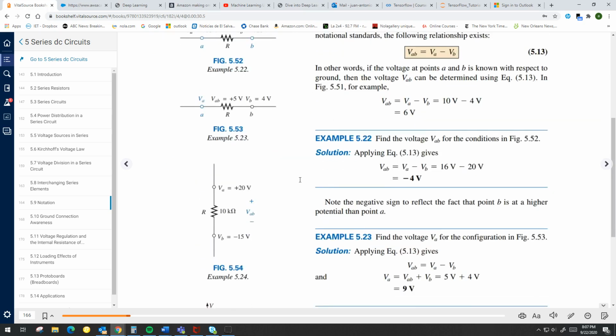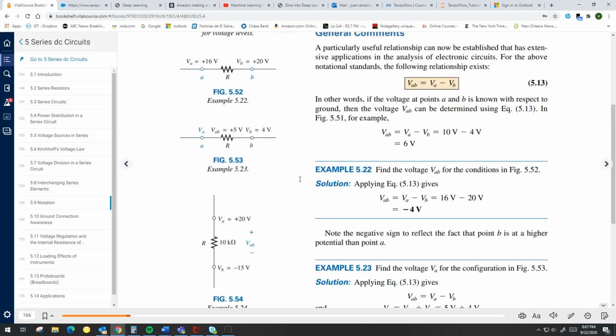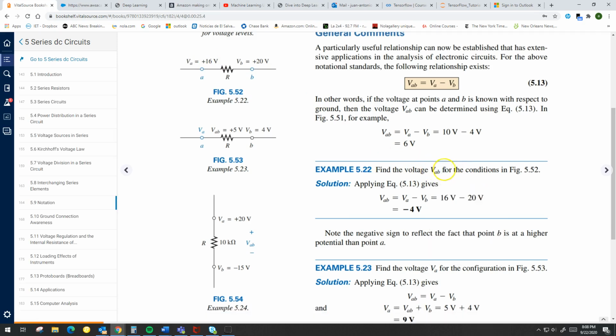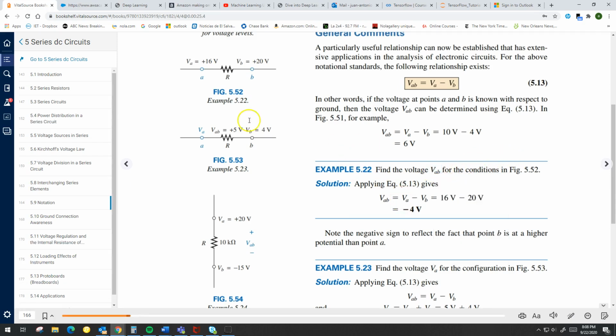All right, let's look at example 5.52. It says, find the voltage VAB. Well, it's what we said just now. The voltage at A is 16. The voltage at B is tied to 20. So the difference between the two is what we want, VAB, right? So that's what's important, that we understand the notation, meaning that we're going to subtract A minus B. Okay, so in this case, VA is 16, VB is 20, so it gives us a voltage of -4 volts across this resistance.